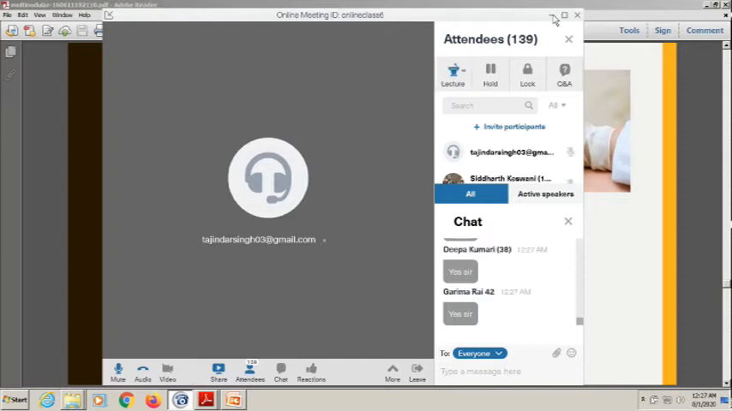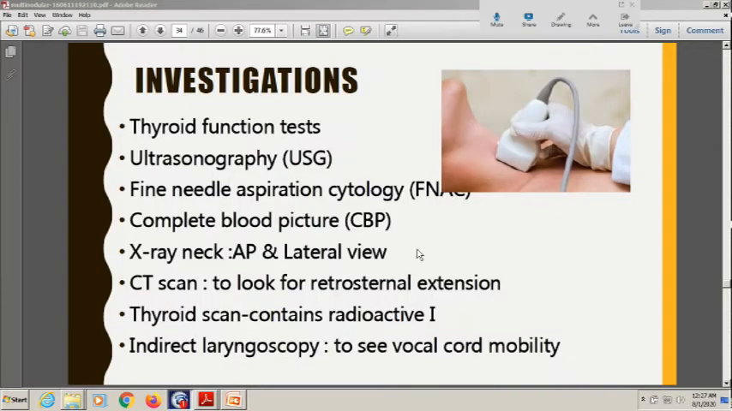So after TFT and sonography, the third test is your FNAC. Now it is the investigation of choice in most of the thyroid diseases. By FNAC, you can tell whether it is a benign pathology or malignant pathology, or it is suspicious for a malignancy. FNAC is not reliable at present only in follicular carcinoma, because in follicular carcinoma there is an invasion of the capsule, which cannot be assessed in an FNAC.